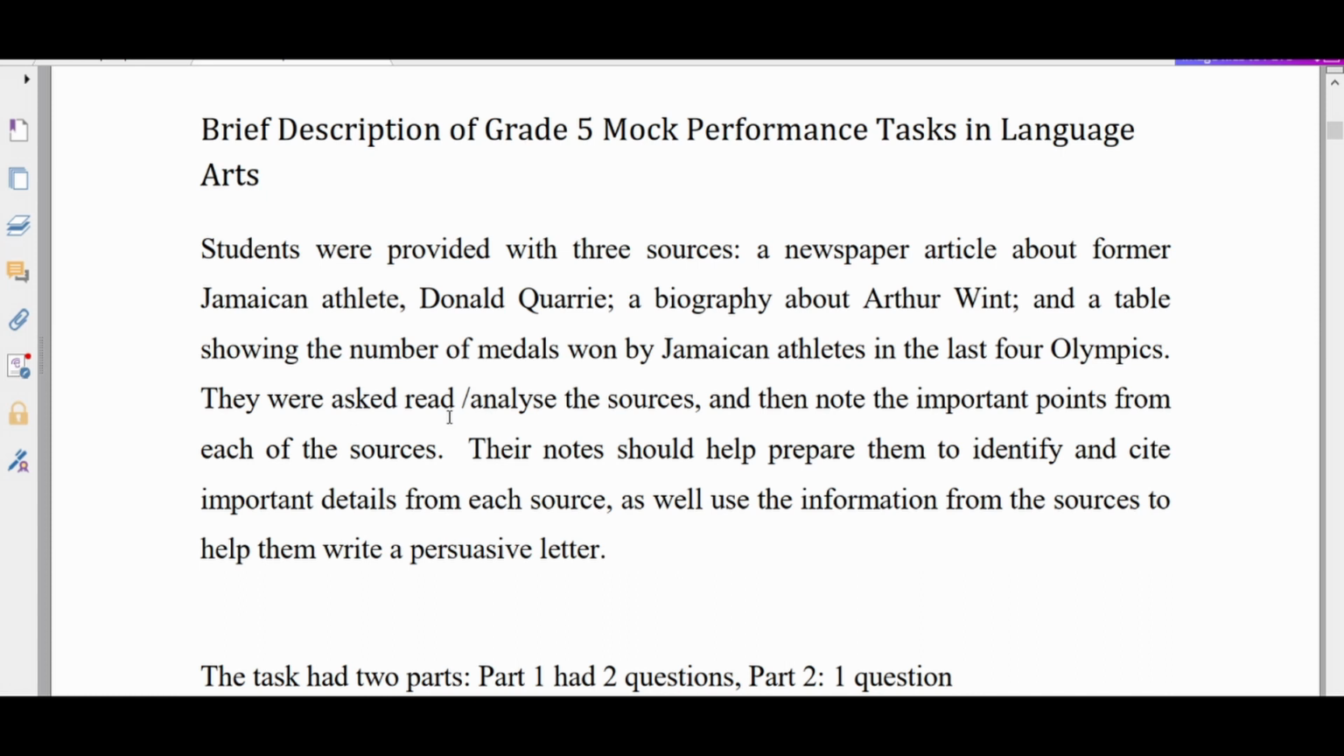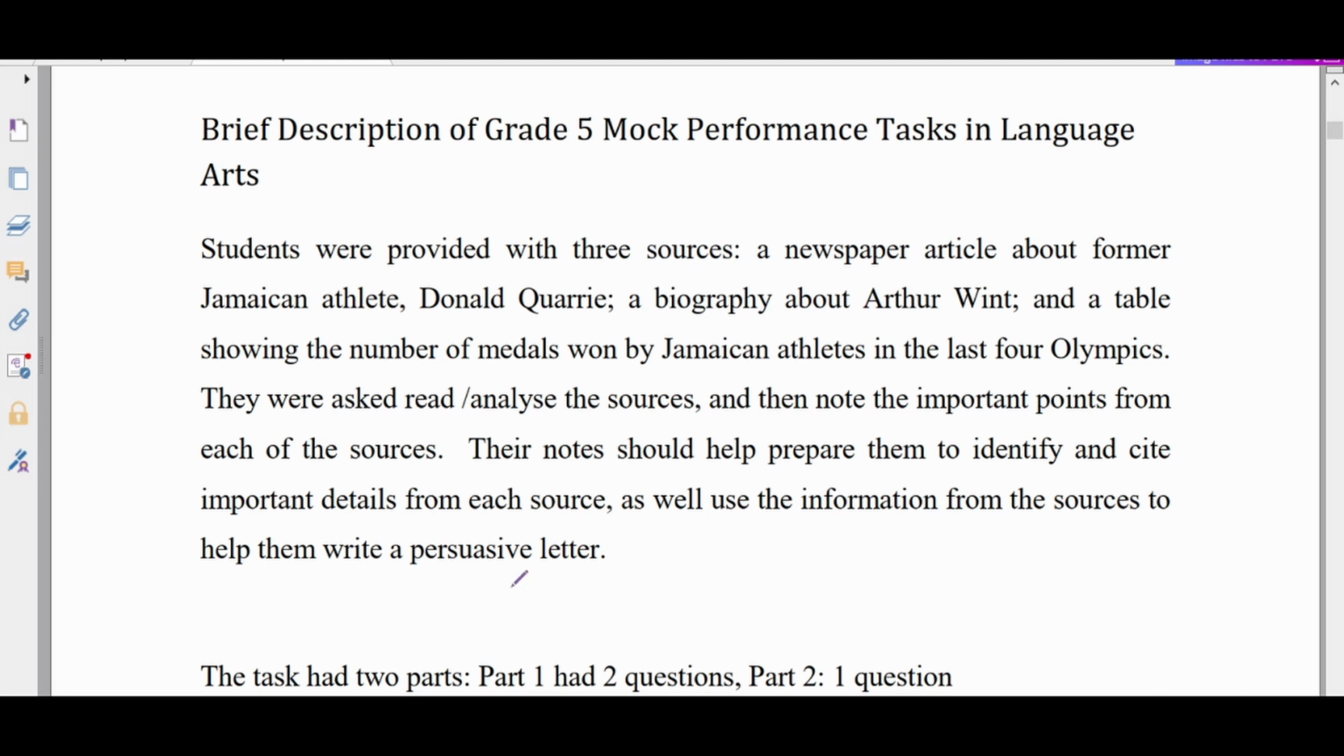They were asked to read or analyze the sources and then note important points from each source. Their notes should help them prepare to identify and cite important details from each source, as well as use information from the sources to help them write a persuasive letter.